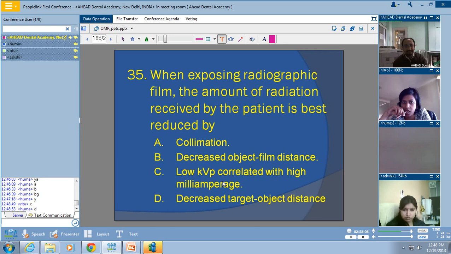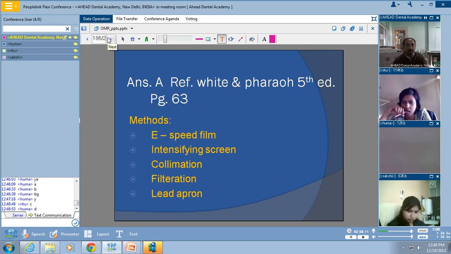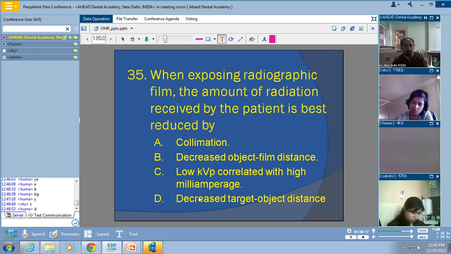But of the two, collimator is the better answer. Why? Because decreasing the target object distance will not help us. It will help in better image reproduction, but not with patient radiation exposure. Choice D is good for image sharpness, but not for radiation exposure. There will be no effect on the patient radiation exposure. But when we place a collimator, it will actually help in reducing patient radiation exposure. Is it clear?